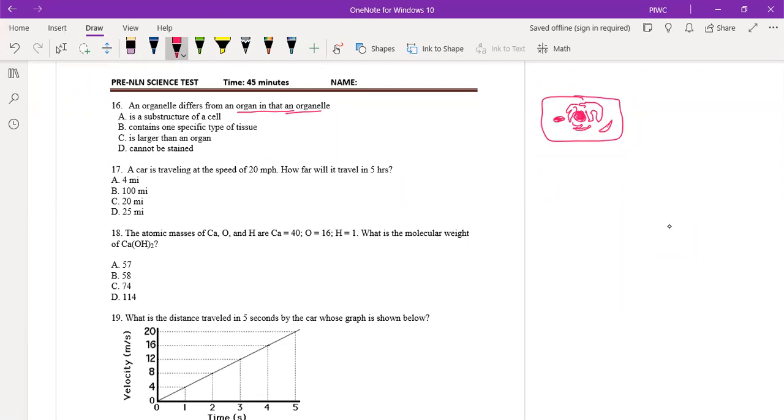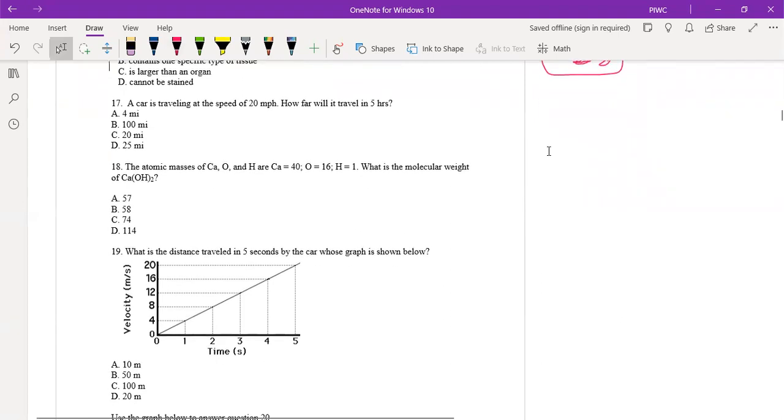Okay. So what can we say? Which answer will be correct here? A. A, correct. It's a substructure. So there's a small structure within the cell, substructure.